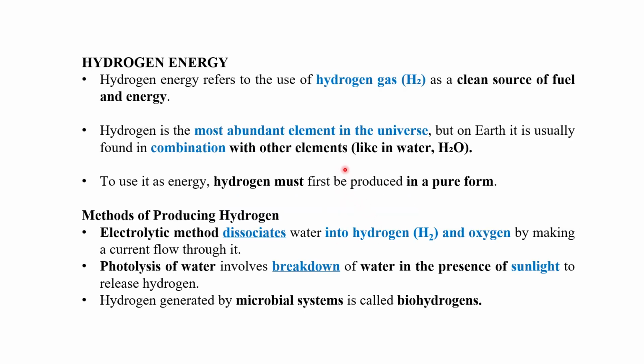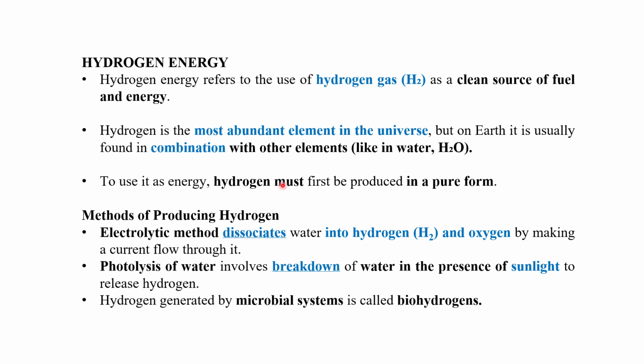So hydrogen energy refers to the use of hydrogen gas as a clean source of fuel and energy. It is found in the universe in abundant quantity, but on the earth it is usually found in combination with other elements, like water. So to use it as energy, hydrogen must first be produced in a pure form.